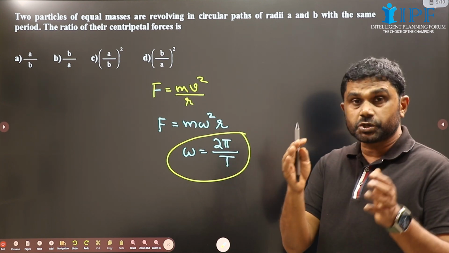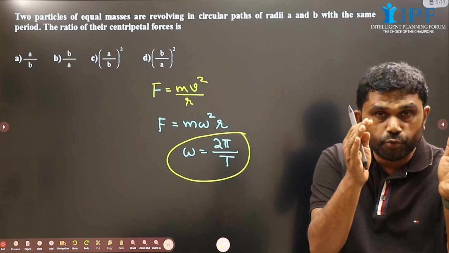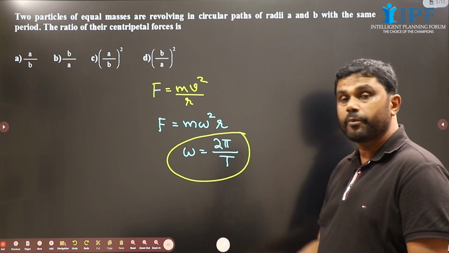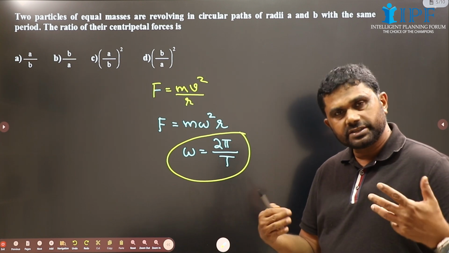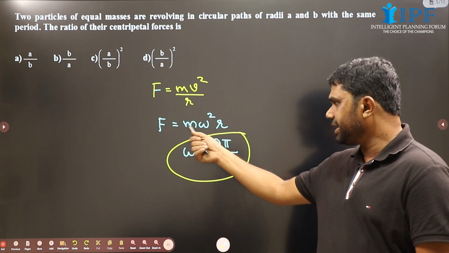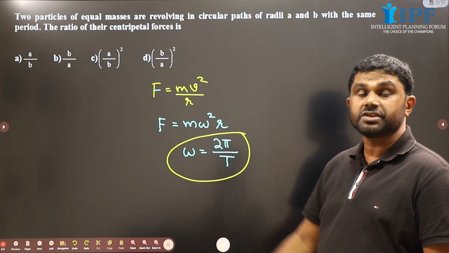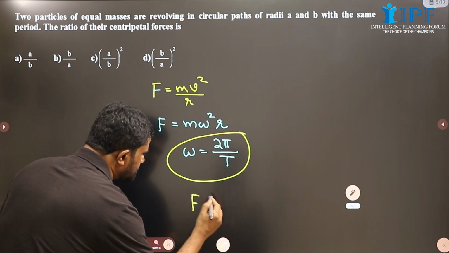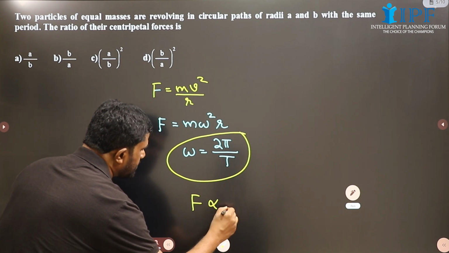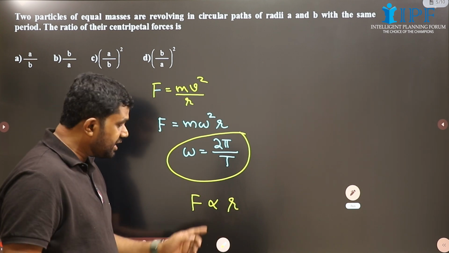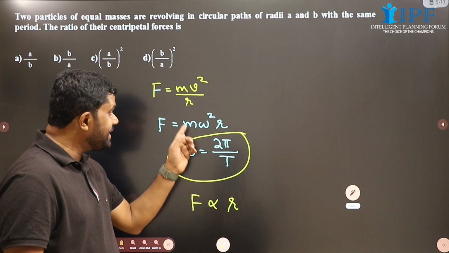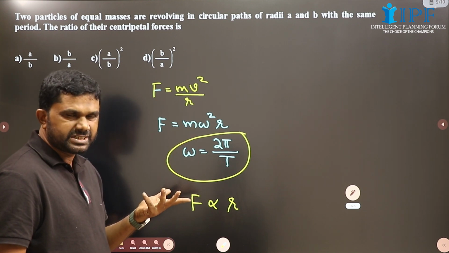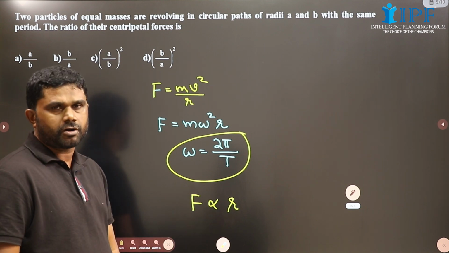So m omega square does not change as we move from one body to the second body. For both the bodies, this product m omega square is same. So that's a constant. This combination we can replace by proportional to. Usually we do the reverse process. If f is proportional to r, we can replace this proportionality by an equal to, after multiplying with a constant of proportionality. So the same thing we can do in the reverse order also.